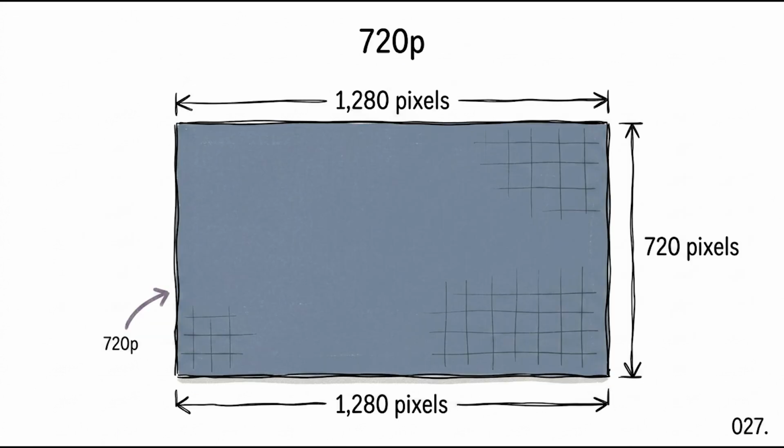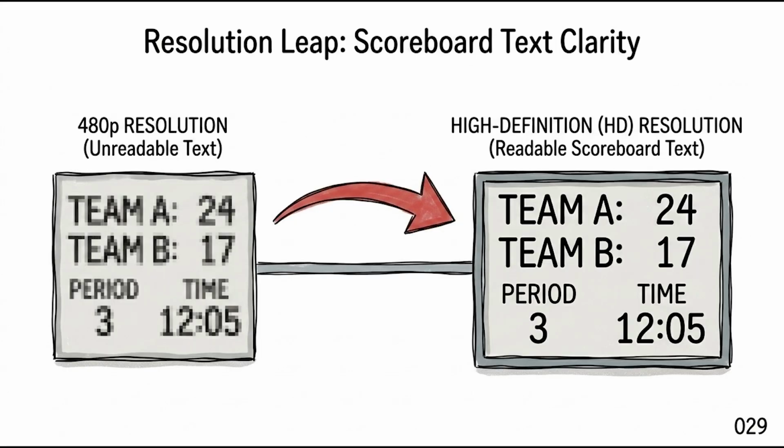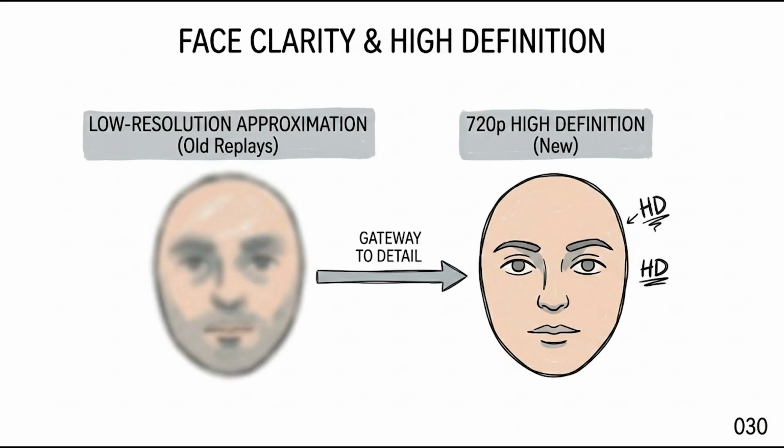720p. This was the resolution that changed the game. 720p means 1,280 by 720 pixels. That's just under a million total. When HD first arrived, it felt like putting on glasses for the first time. The jump from 480p was staggering. Suddenly you could read scoreboard text during sports. Faces in replays were actual faces, not blurry ovals. 720p was the gateway drug to high definition.